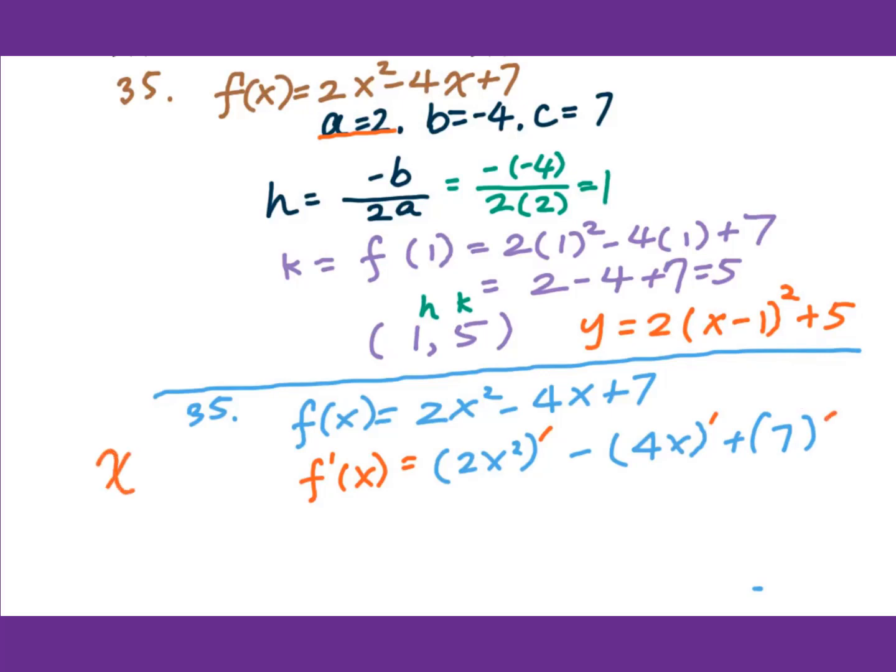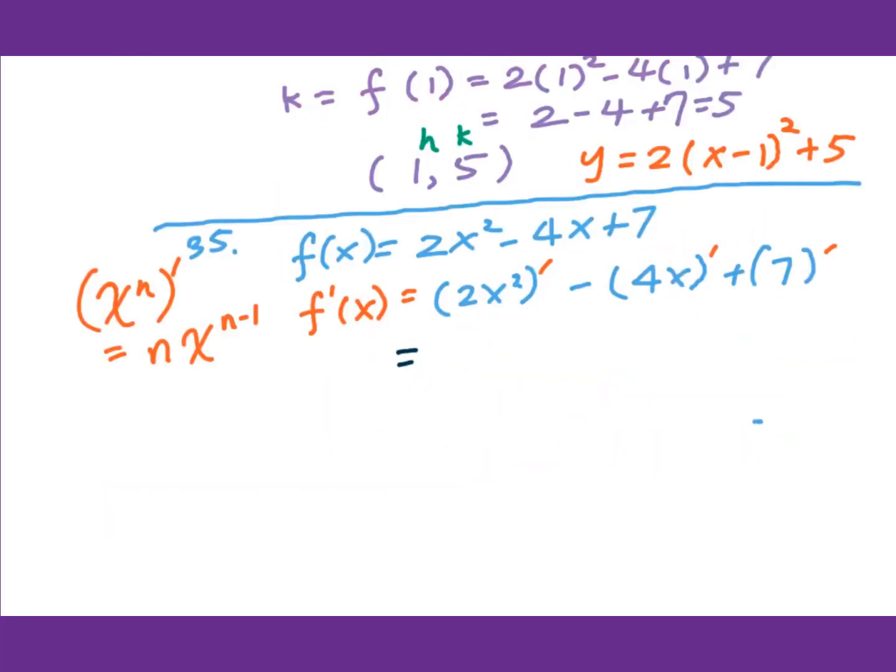According to the power rule, the derivative of x to the nth power is n x to the n minus first power. Therefore, the derivative of x squared is 2x, then 2 times 2x is 4x. For minus 4x, a linear function, the derivative is the slope, so minus 4. Then plus 0, because the derivative of a constant number equals 0. So we got 4x minus 4.